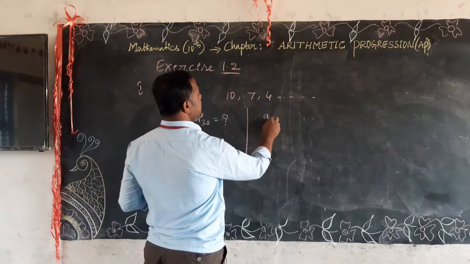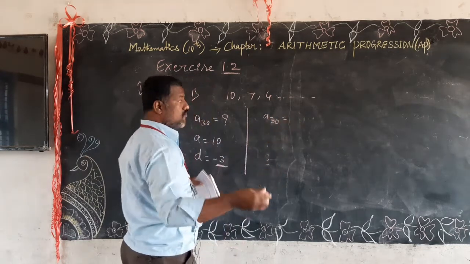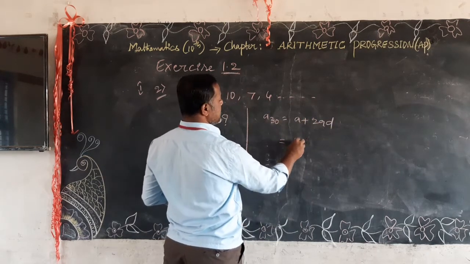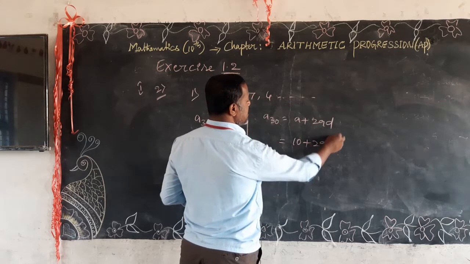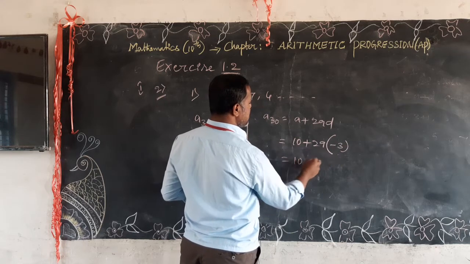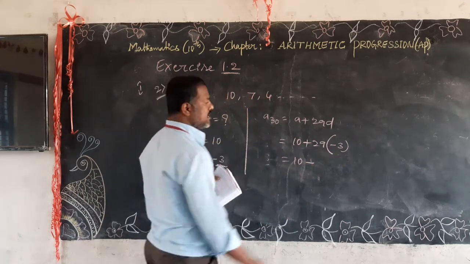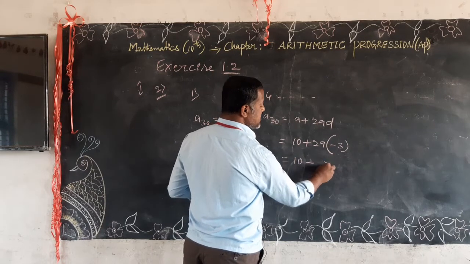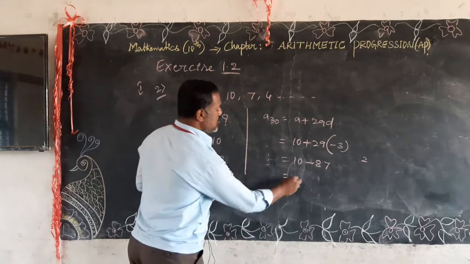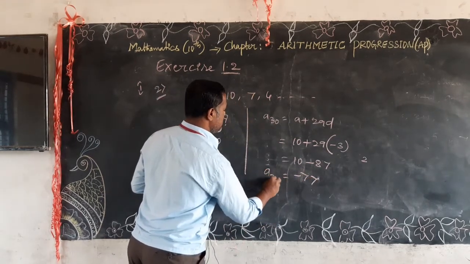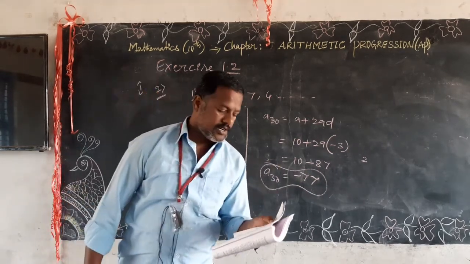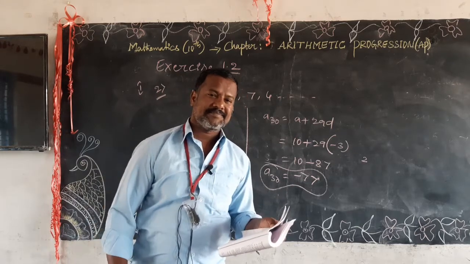So A30, the direct formula is A plus 29D. What is the value of A? 10 plus 29. Open the bracket. D value is how much? Minus 3. That is 10 plus 29 into minus 3. 29 times 3: 3 nines are 27, carry 2, 3 twos are 6, 6 plus 2 is 8. So what is the answer? Minus 77. Take the option minus 77. Children, is it clear? It's a very simple problem.